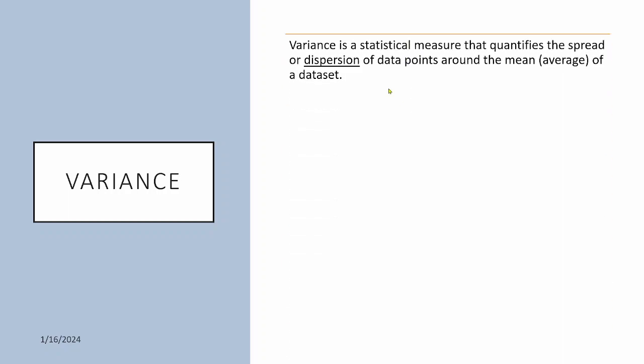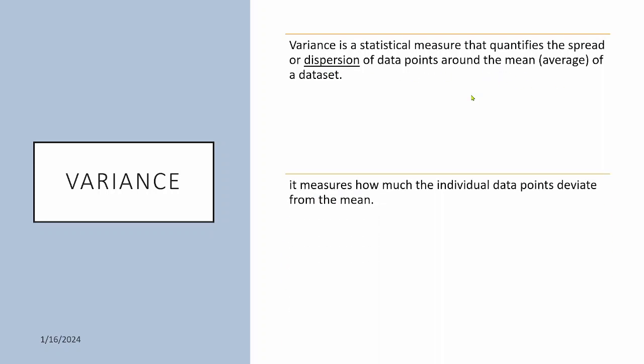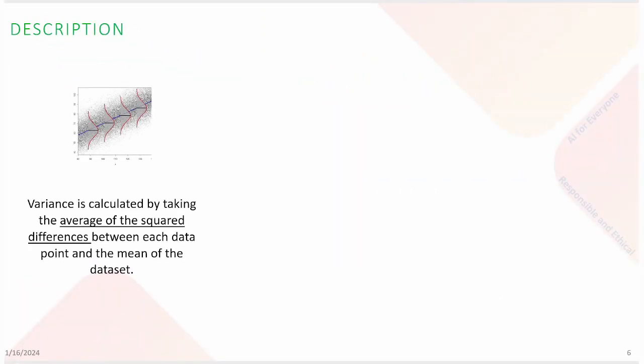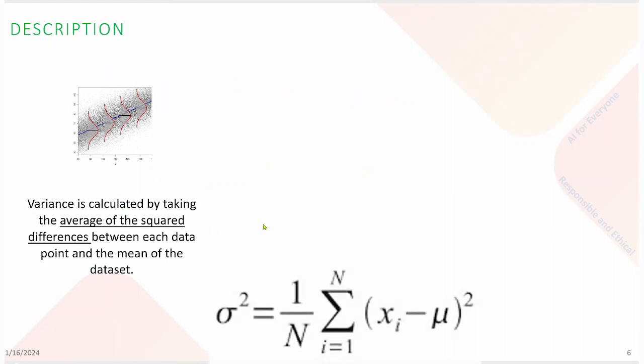So let's look at the variance as a statistical measure. It quantifies what we just saw: the dispersion or spread of data, or of typical data from the mean. And it measures essentially how far an individual data point is from the mean. So the description is that the variance is essentially the average of the squared deviations, and this is what we use to compute the variance of a data series.